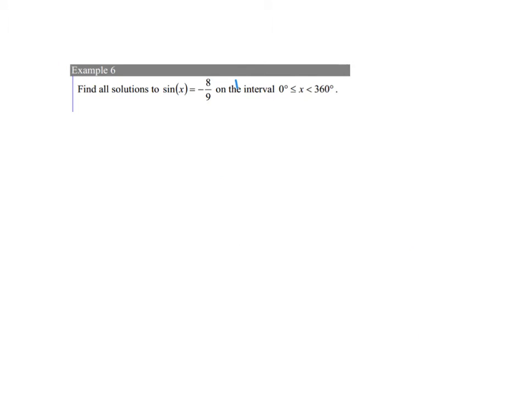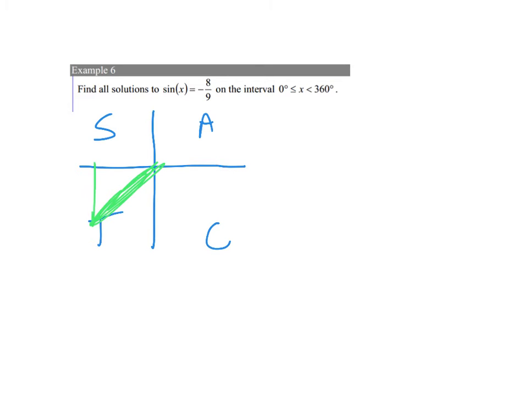Okay, so this question, now they're asking us, when does the sine equal -8/9? Well, we know sine is negative. Let's see, all seniors turn crazy. So I know sine's negative here, and I know sine is negative here. When I do the arc sine, because you know we're going to do that, we're going to get an output. It's going to tell me this angle right here.